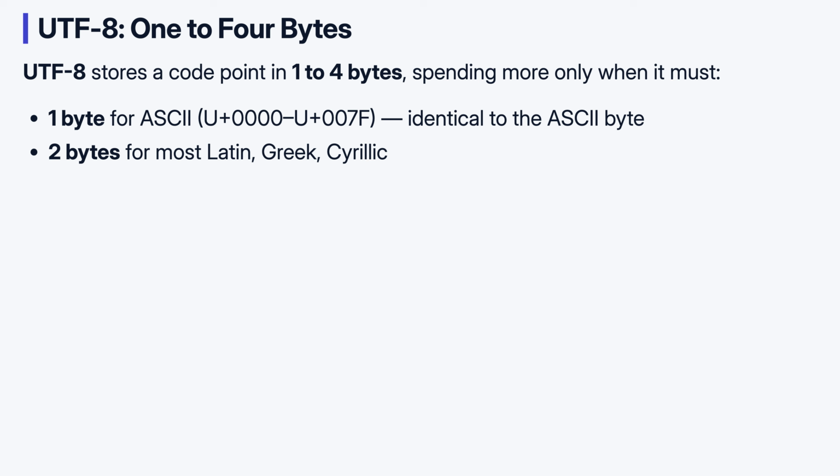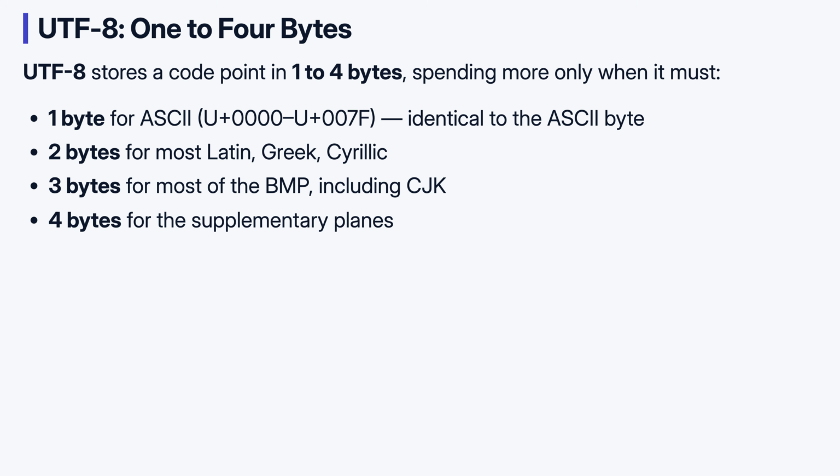Most Latin, Greek, and Cyrillic letters take 2 bytes. Most of the basic multilingual plane, including the Chinese, Japanese, and Korean characters, takes 3 bytes. And the supplementary characters, like emoji, take 4. Characters with smaller code points take fewer bytes, larger code points take more. That efficiency, plus its ASCII compatibility, is why UTF-8 carries over 98% of the web.